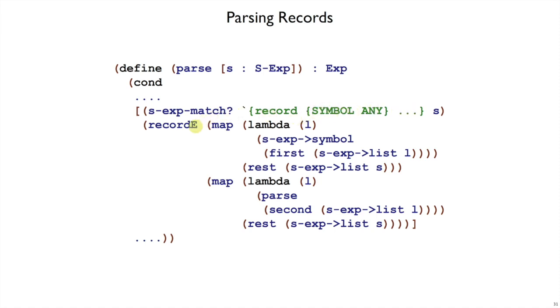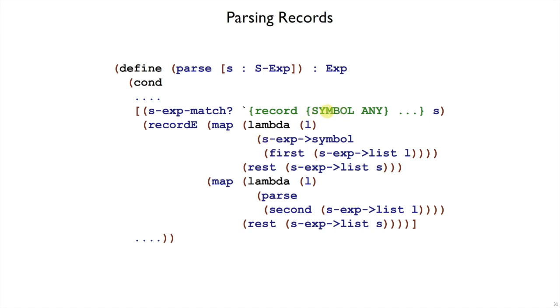So for record E, we need to use map to look at those lists. So we'll take S, which is the overall thing, turn it into a list, and use rest, so we drop the keyword record. So we have a list of these S expressions. And then record wants the names and the expressions in separate lists, so that's why we have two map calls. The first map call is meant to get each name out of this inner list. So we convert the S expression to a list, take the first out, and coerce that thing to a symbol, a plain old symbol instead of an S expression.